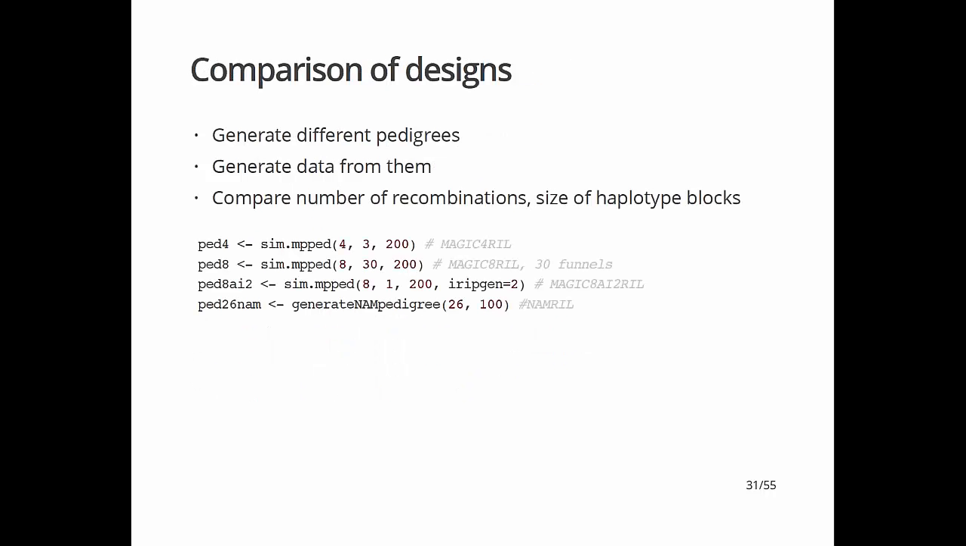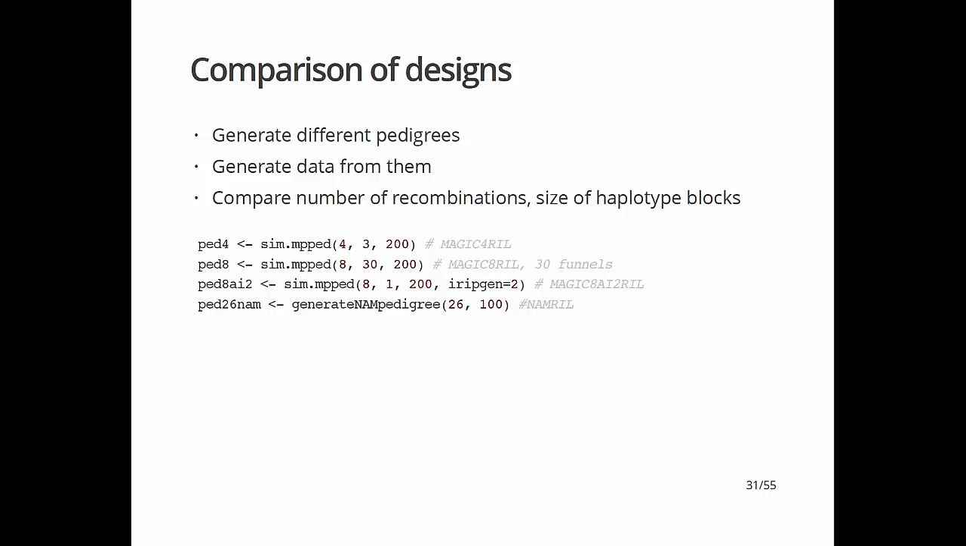So in terms of comparing designs, the main thing is to generate different pedigrees. And then you generate data from them, and then you compare whatever you want to compare. So typically you're comparing the number of recombinations, the size of the haplotype blocks, you might be comparing the extent of LD, there's lots of different things. For the most part, it's about genome structure, but if you want to go further, you can actually do QTL mapping in them and see which designs tend to have more power.